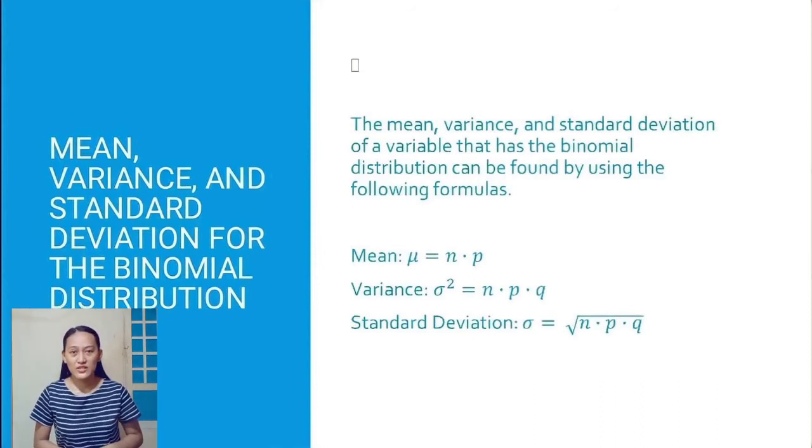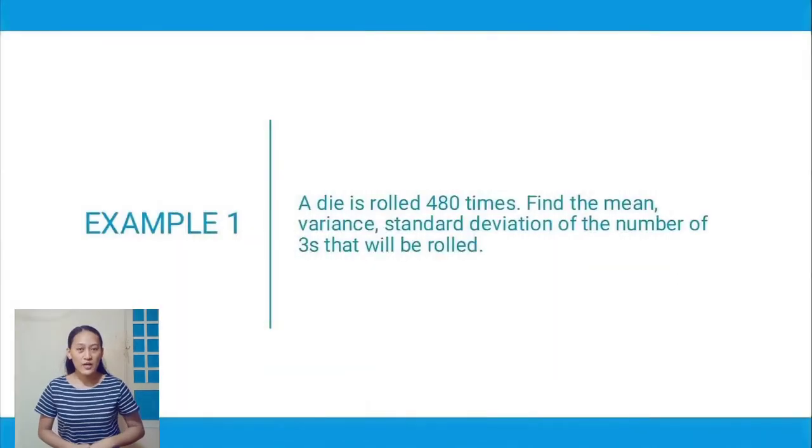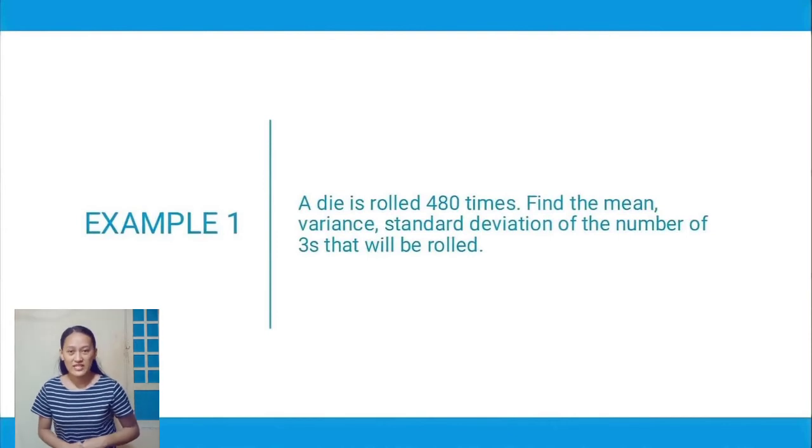These formulas are algebraically equivalent to the formulas for the mean, variance, and standard deviation of the variables for probability distributions. But because they are for variables of the binomial distribution, they have been simplified by using algebra. For example, a die is rolled 480 times. Find the mean, variance, and standard deviation of the number of 3s that will be rolled.